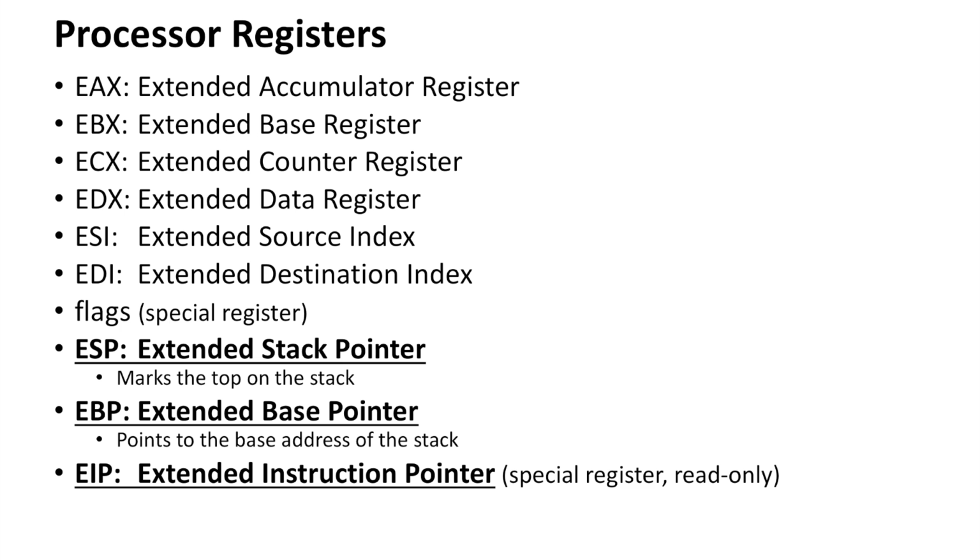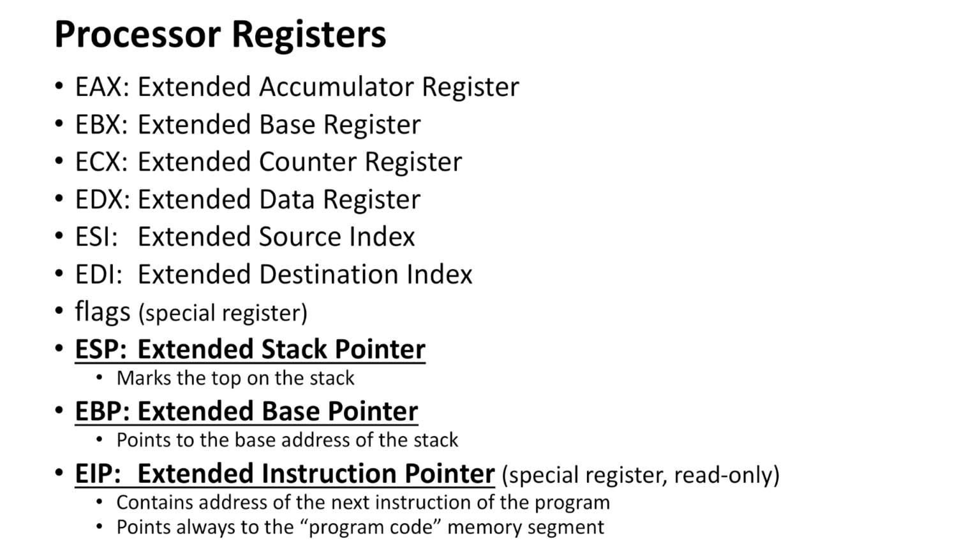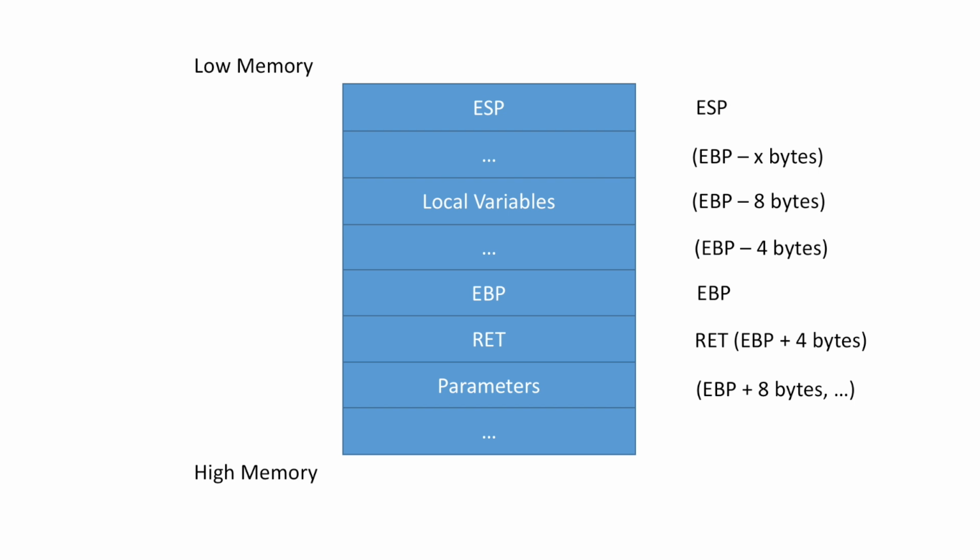There is also a read-only special register, which is called the extended instruction pointer, the EIP. It contains the address of the next instruction and points to the memory segment of the program code. Let's take a closer look at the stack. In this slide you can see the stack area. The ESP marks the top and the EBP points to the base.